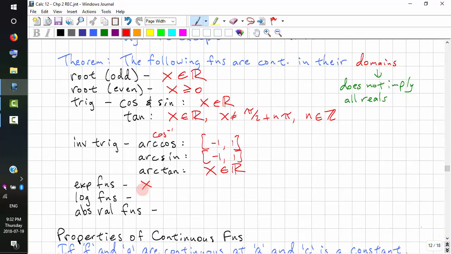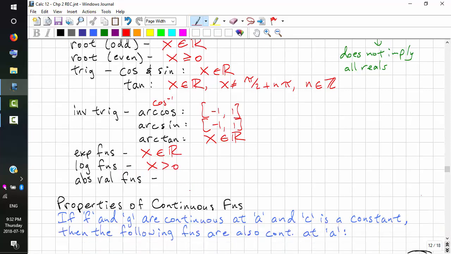Exponential functions, all reals. Logs. The range of exponential functions is y is greater than 0, so the domain for logarithms must be x is greater than 0. And for the absolute value function, x is all reals as well.